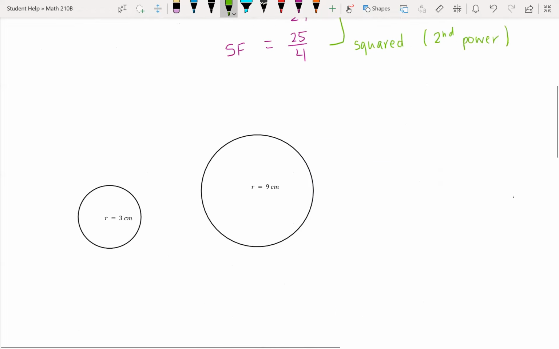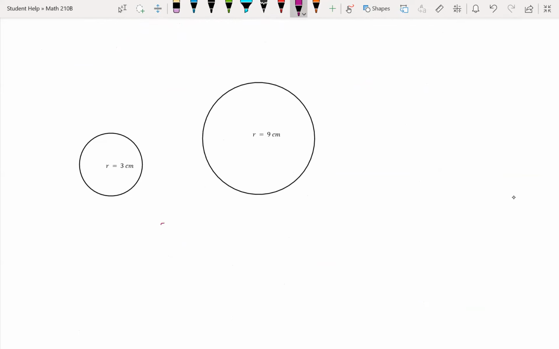Let's look at a second example. Scale factor can go both directions. The way that I was just looking at the scale factor was going from the smaller shape to the larger shape, but I could go in the opposite direction. What would the scale factor be if I went the other direction? Scale factor going this way, big to small.